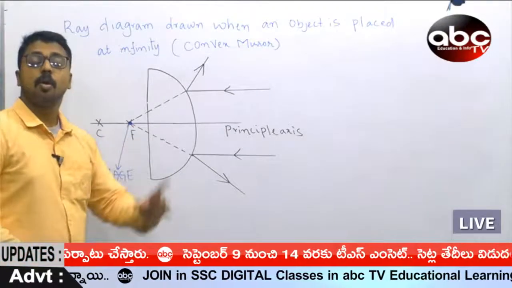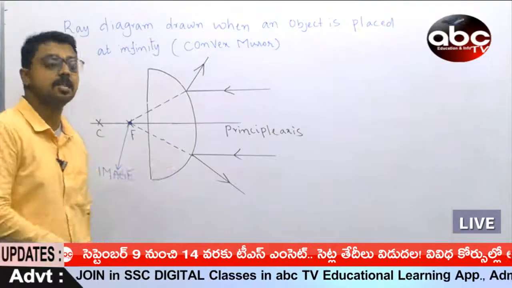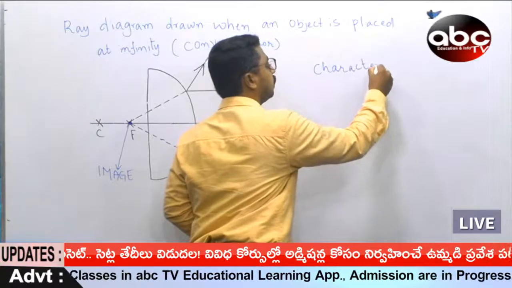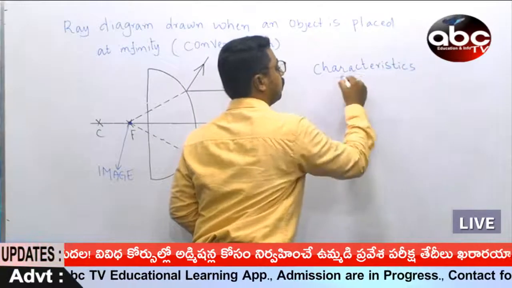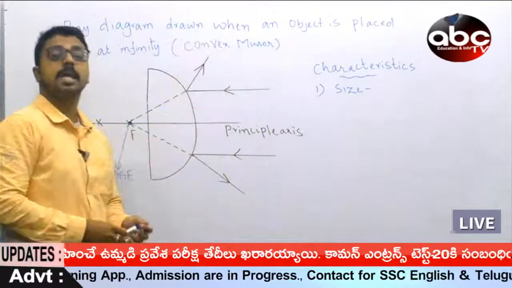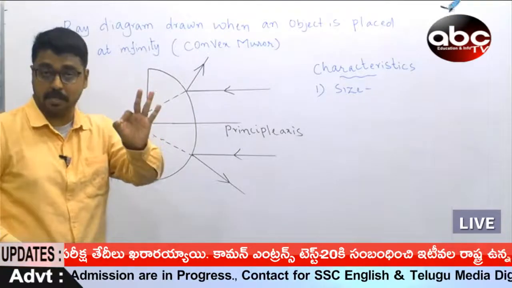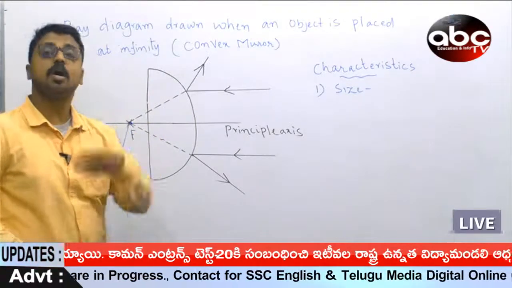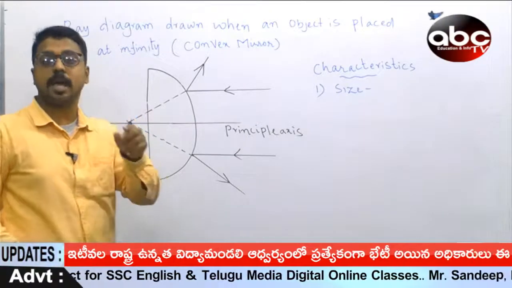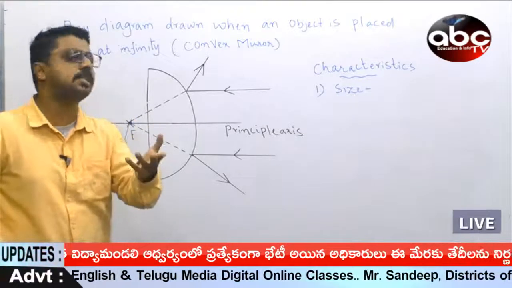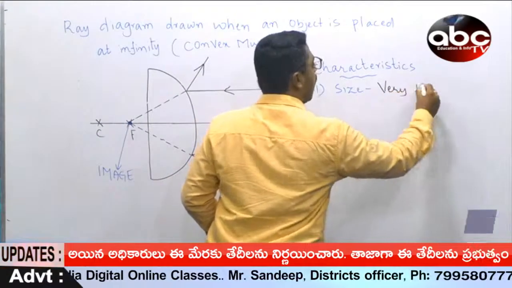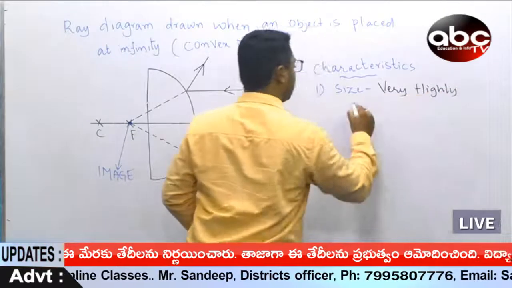Because of this, what are we going to discuss? The characteristics about its size. When you come to its size, how could it be? The size of this one is highly diminished. It is not small, it is not large. It is very highly diminished. Even with your naked eye you cannot expect to see it. Simply you can say it is point sized. That is, the size is very highly diminished.